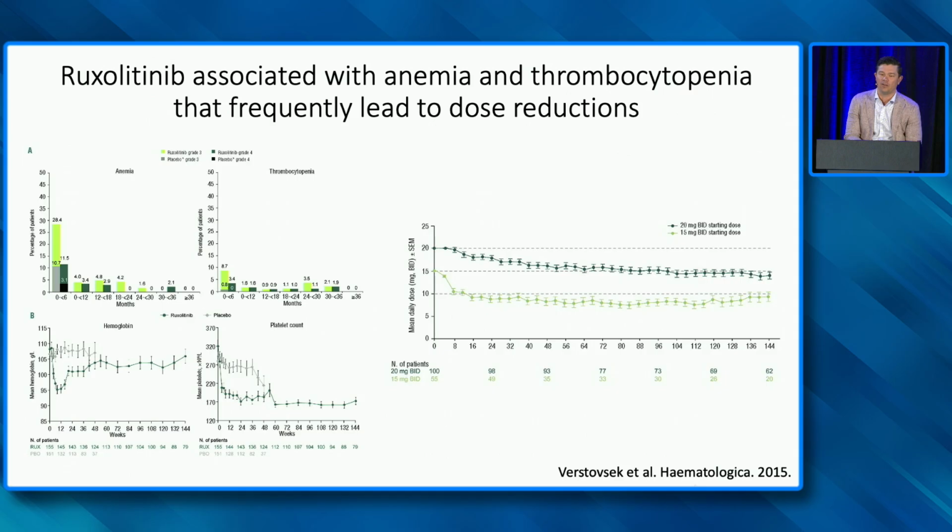But ruxolitinib has downsides. We know that it causes myelosuppression, anemia, thrombocytopenia that limits dosing of the medication. Here, just showing from some of the supplemental figures of the COMFORT trials, the rates of grade 3 and grade 4 anemia, thrombocytopenia with ruxolitinib. And even as a function of time, you can see that patients that were started at 20 milligrams twice a day, 15 milligrams twice a day in the dark green and light green arms, that average dose goes down over time. Most of the patients who were on 20 twice a day end up on 15 twice a day. Most of the patients who start on 15 twice a day end up on 10 or less. And this is going to actually impact response rates.